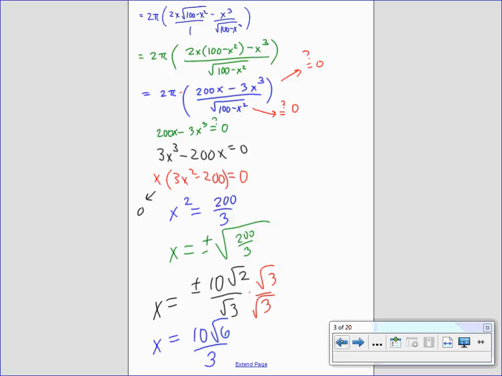So I've got my V prime. Which form do I want? Probably this form. That's always positive. So 200x minus 3x cubed.